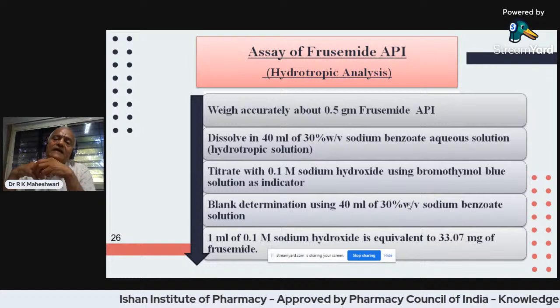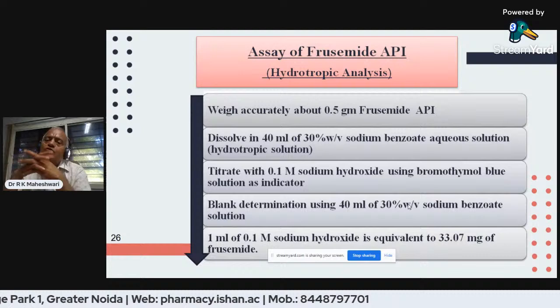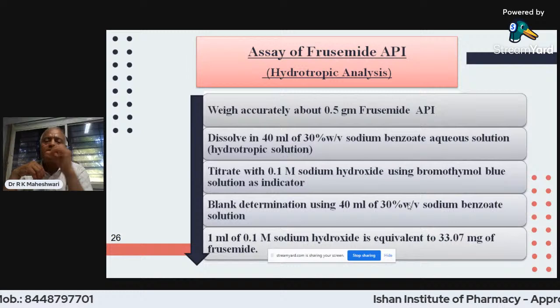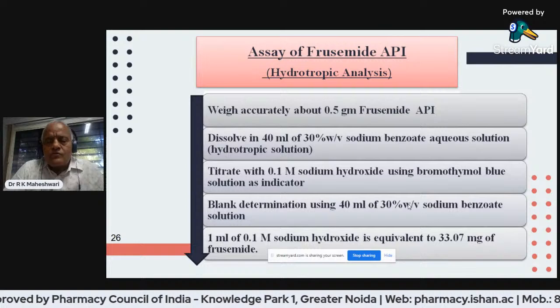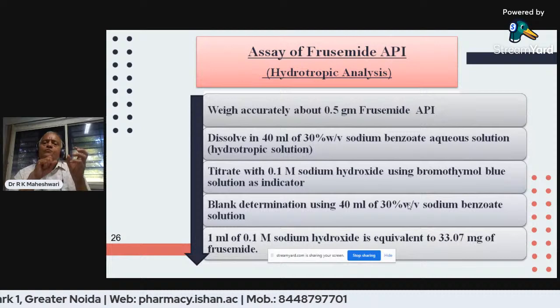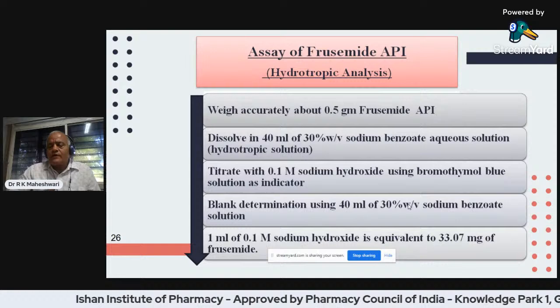Now you will have to carry out a blank determination. Take a neat and clean conical flask, take 40 ml of 30% weight by volume sodium benzoate solution, a few drops of bromothymol blue indicator, and then titrate with 0.1 molar NaOH. Suppose Y2 ml of NaOH solution is consumed, which is a very few ml. So Y2 ml of NaOH has been consumed by your sodium benzoate solution, and this will be subtracted from X2. So X2 minus Y2 is the volume of NaOH employed for your drug. Using the same pharmacopoeial factor, 1 ml of 0.1 molar NaOH is equivalent to 33.07 milligram of furosemide. You can find out the percentage.